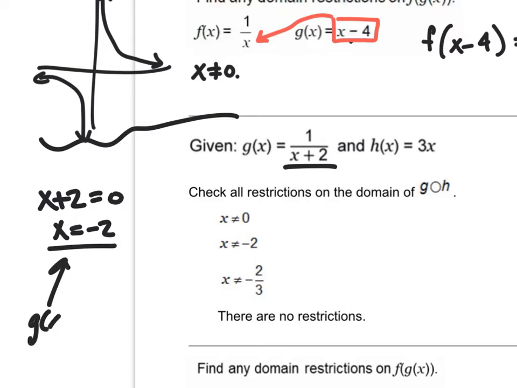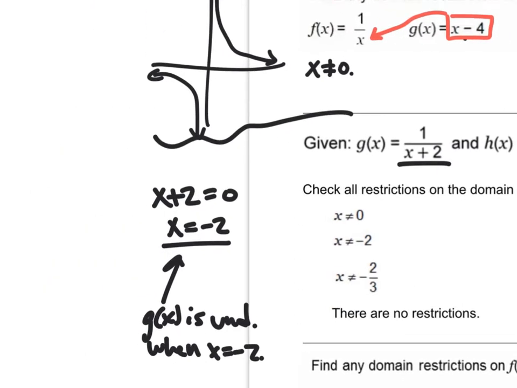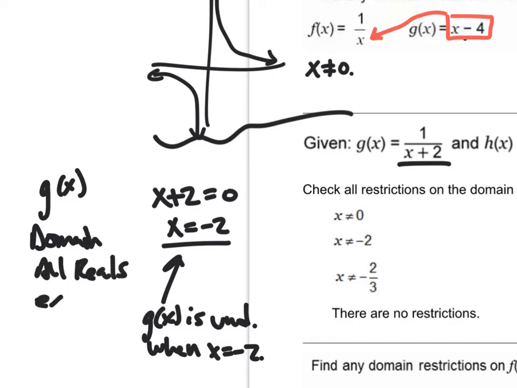So g of x is undefined when x equals negative 2. Okay, and so that's my domain restriction. On this, the domain of g of x is all real numbers except x cannot equal negative 2. All right, so that's what's going on with g.